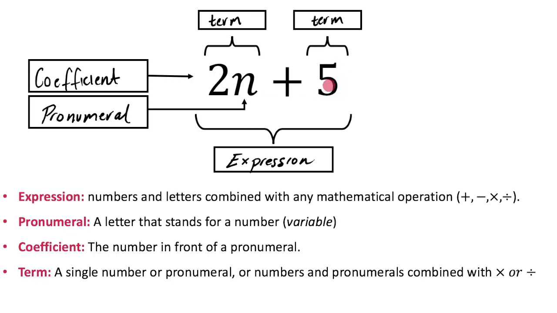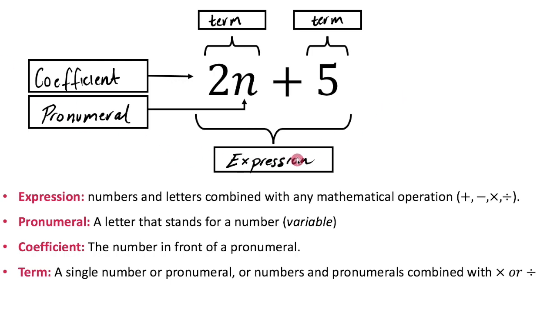But this term right here is just 5. And as you can notice here, my definition says a term can also be a single number. So a single number, that's just 5. And it could also be a single pronumeral. So if we were to add to our expression here, if we had plus a here, this a would be another term because it's just a single pronumeral by itself. But let's get rid of that.